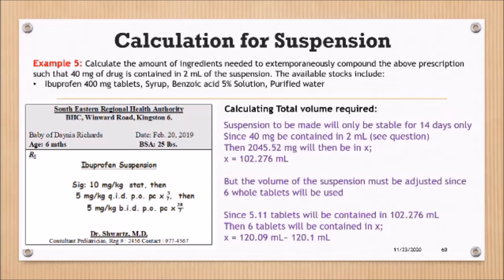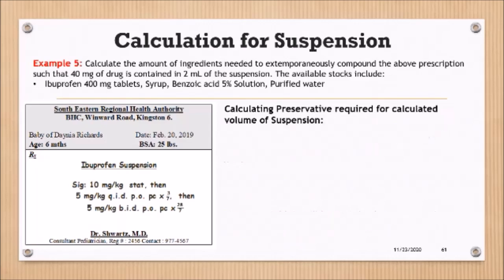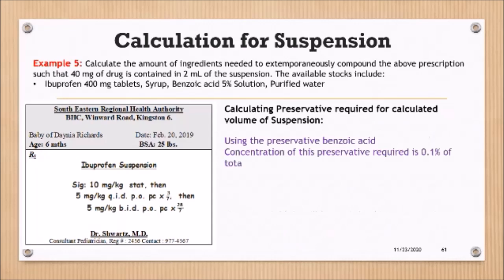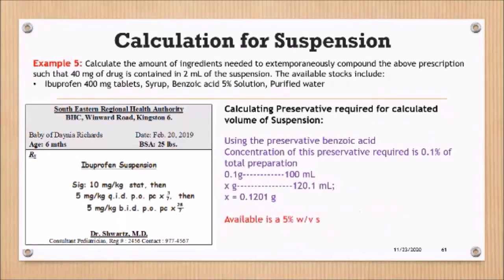So now that we know what the volume is, which is 120 mils, the adjusted volume, we now will have to determine the amount of preservative to use. We're using a good old benzoic acid. And of course, benzoic acid is used at 0.1% in the final preparation. So therefore, we need 0.12 grams of benzoic acid to be included in your suspension to make it preserved for the 14 days.